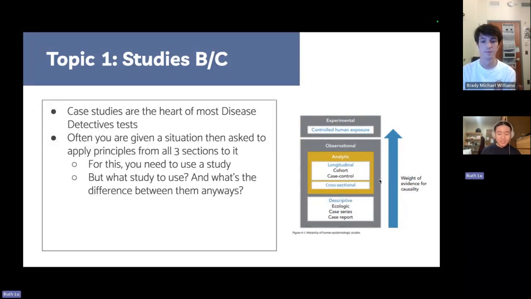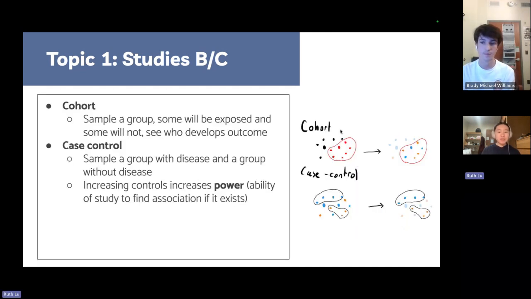So you can see here a couple categories, and we'll be discussing some of these in more detail. The two most important studies you'll be looking at are cohort studies and case control studies. So in a cohort study, you have a group, and then you choose some part of the population, and some of them will be exposed to some sort of cause, and some of them will not be exposed, and then you follow them over time to see who develops the outcome.